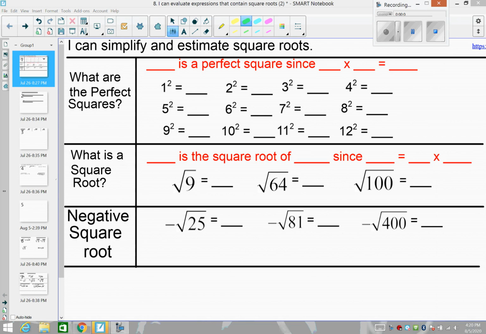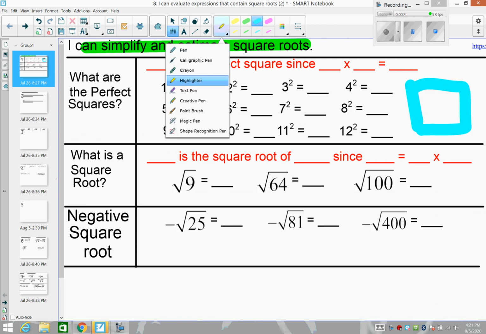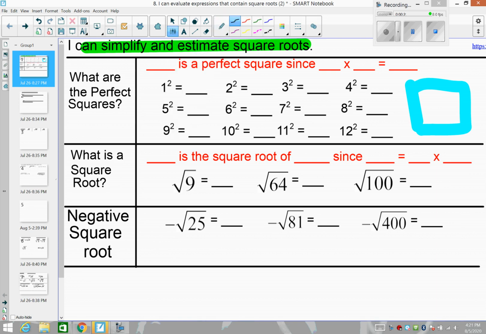Hey math friends, so our learning target today is I can simplify and I can estimate square roots. So let's talk about this idea of what a square root is. Well, it is a square. We're going to think about the concept of what's true about a square. What we know about the square is that the sides are the same. So for example, if this is a 3 by 3 square, the area of that square would be 9. So essentially what we're doing when we take something called a square root is we're undoing the area.